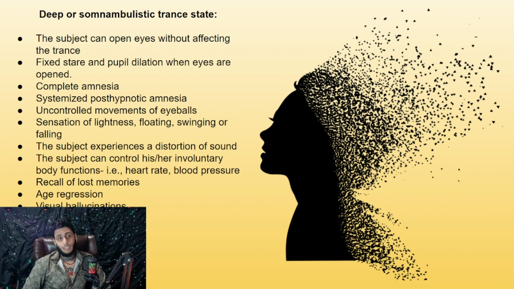So, in a deep trance state, what ends up happening is the subject is now in the astral plane. While their physical body still remains here, they're in the astral plane. And while you're in control of how they're moving in the astral plane, you're in a much deeper control when they're in this deep somnambulistic trance state. A complete amnesia of what's going on.